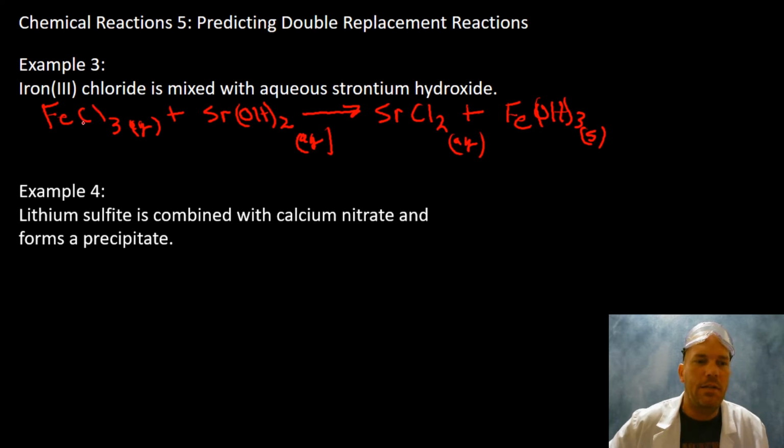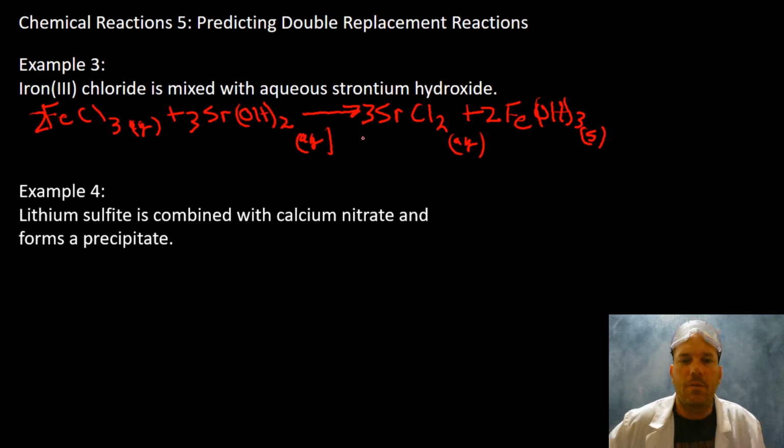So let's balance. 1, 1. I have 3 hydroxides here. I need to make them 6, so I'll try this, which brings me over to here, which gives me a 2 in front of the iron 3 chloride. That gives me 6 chlorides. So if I come over here and put a coefficient of 3, that's going to balance this chemical equation.